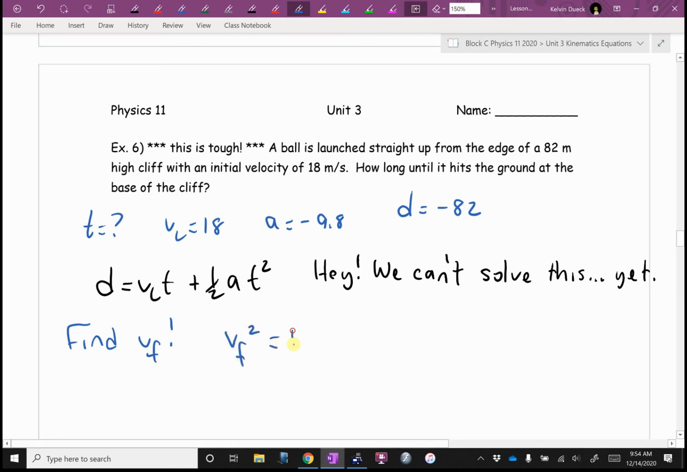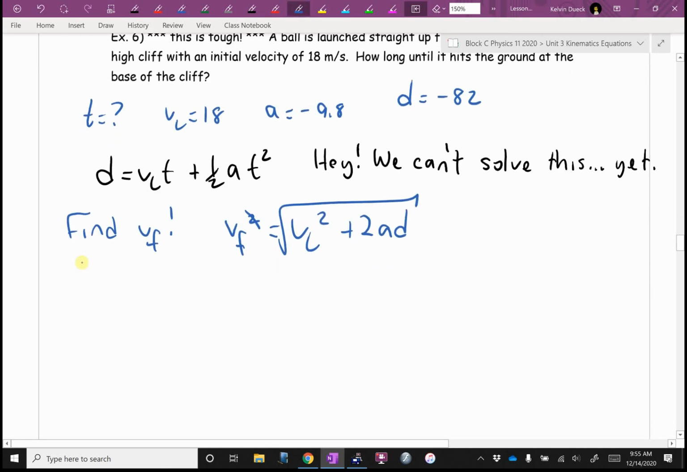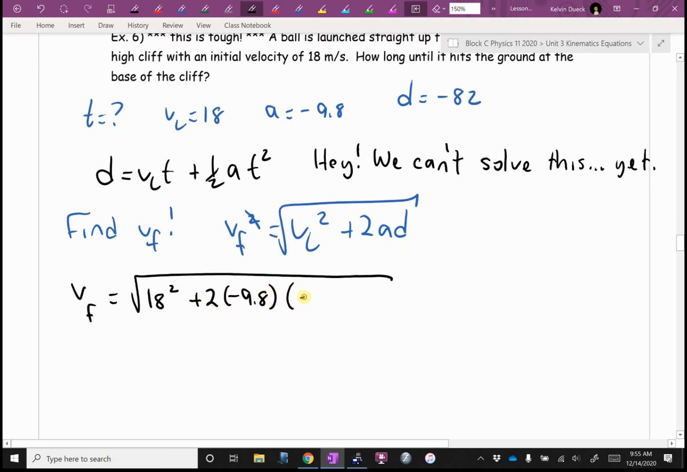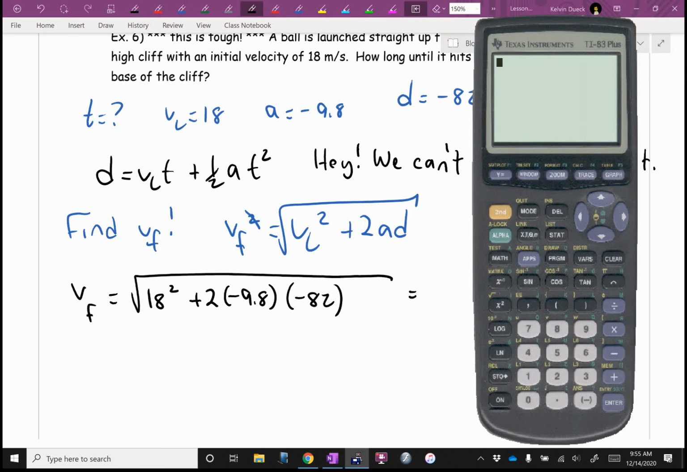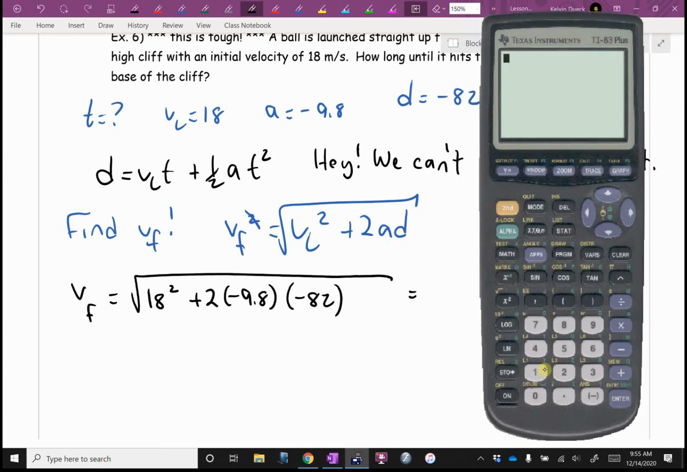So VF squared equals VI squared plus 2AD. And then how to get rid of a squared? We're going to square root the entire right-hand side. So VF equals the square root of 18 squared plus 2 times negative 9.8 times negative 82. Try that on your calculator. I usually do what's inside the square root first.